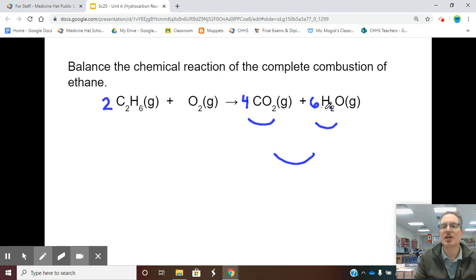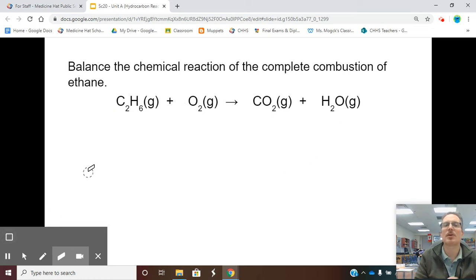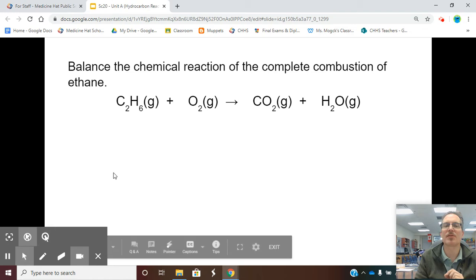12 hydrogens, 12 hydrogens. 6 oxygens, 8 oxygens, and 8 plus 6 is 14 oxygens on the right. 2 times 7 is 14, so the balancing is 2, 7, 4, 6. Our first type of reactions are now finished. So, reaction number 1, combustion of hydrocarbons.